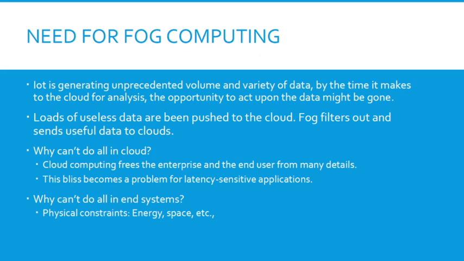So why can't we do everything in the cloud? Cloud computing frees the enterprise and the end users from many details, but the distance becomes a problem for latency-sensitive applications. Why can't we do everything in the end system? Physical constraints would be there: energy, space, etc. This is the reason why we can't do this in the cloud or in the end system alone. So fog plays a very important role when it comes to data filtering.